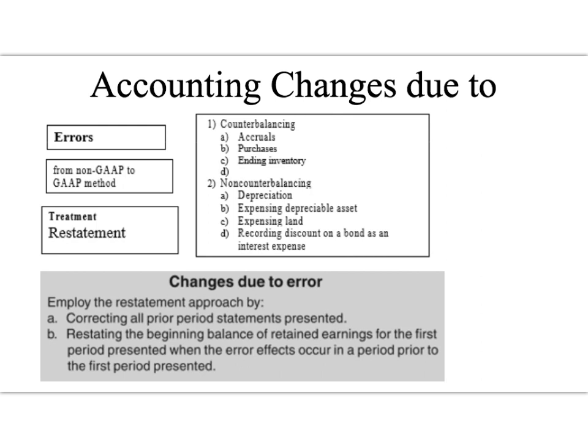And then non-counterbalancing, those will not self-correct. For example, depreciation. You might have miscalculated depreciation, or you expensed depreciable assets. So instead of capitalizing it, you went ahead and expensed it in the first year. Or you expensed land. Okay, brand new accountant. Or you recorded discount on a bond as interest expense. So those are not self-correcting. They will be lasting for several years, for example, depreciation, until your asset is off the books, or until your bond is off the books.